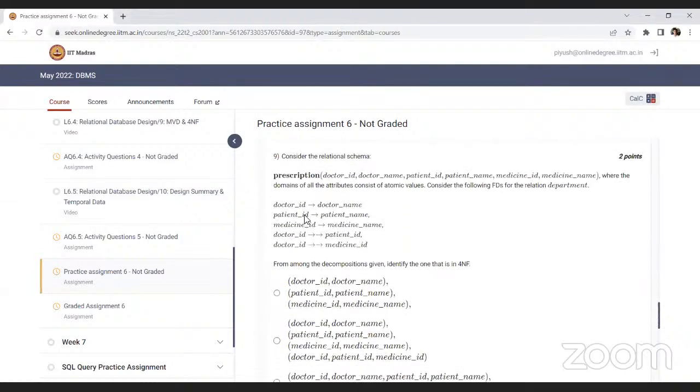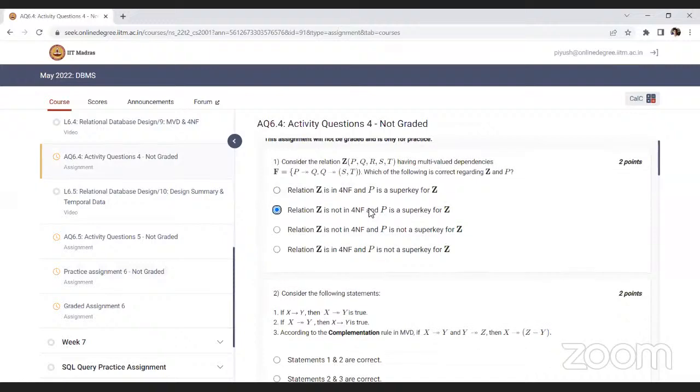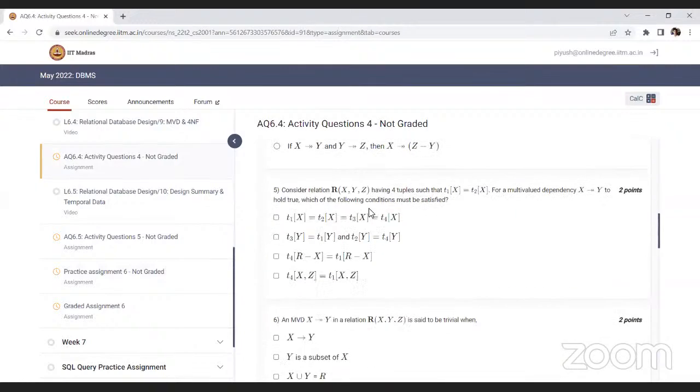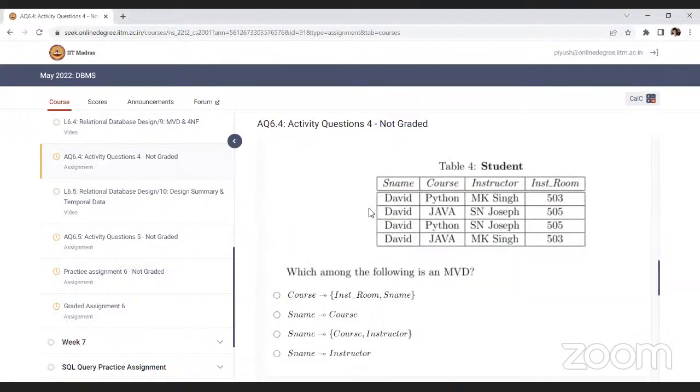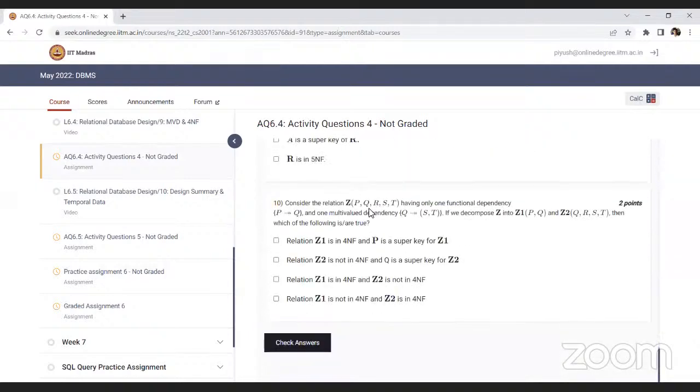Activity 6.4, sir. Okay, activity. Sorry. Question number. Last question. Okay, this one. Is it visible?